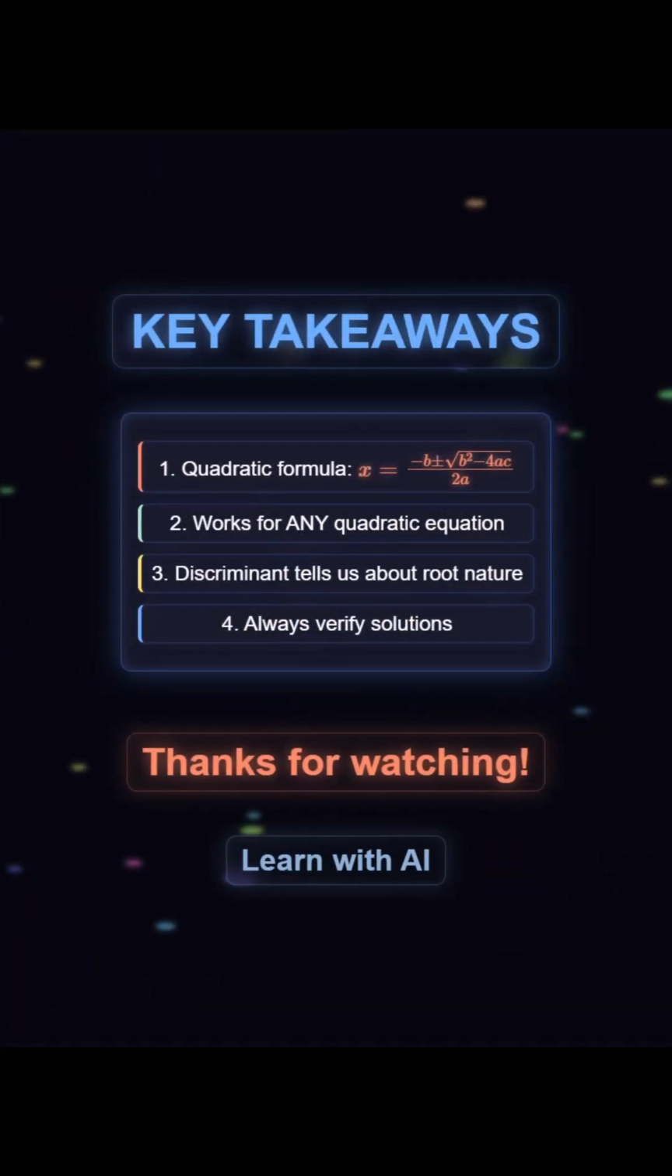Let's recap our key takeaways. The quadratic formula is x equals negative b plus or minus the square root of b squared minus 4ac, all over 2a. It solves any quadratic equation in standard form. The discriminant tells us whether we'll have real or complex roots. And remember to always verify your solutions.